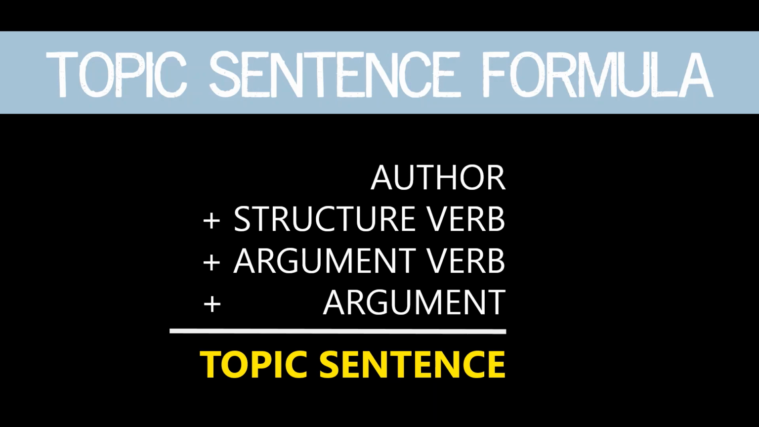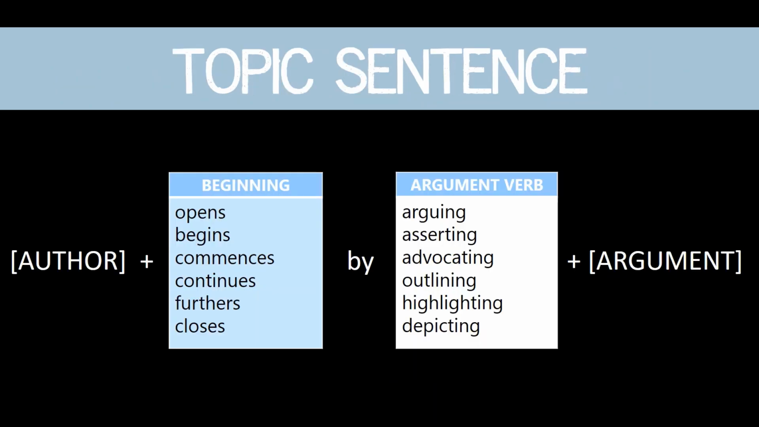So let's put it into action now. Author plus structure verb plus argument verb plus argument will give us a topic sentence. And this, as I said, is a bit of a template. Now, obviously, you don't want to stick to the same template for every single topic sentence, and we'll get to ways to do that a little bit later. But this is a really simple way, just so you can tick a couple of boxes. You tick the fact that you are connecting the arguments together through your structure verb, and you tick that box that says that you are outlining an argument and focusing on an argument.